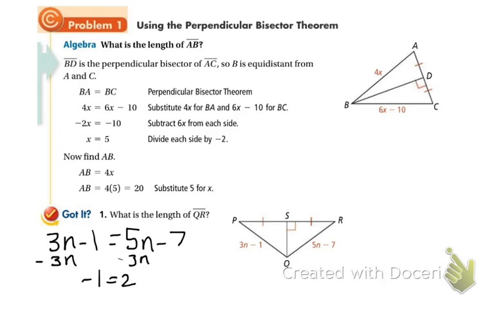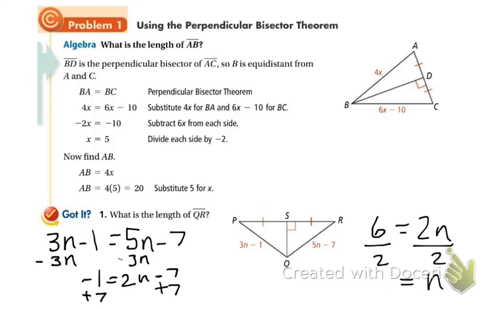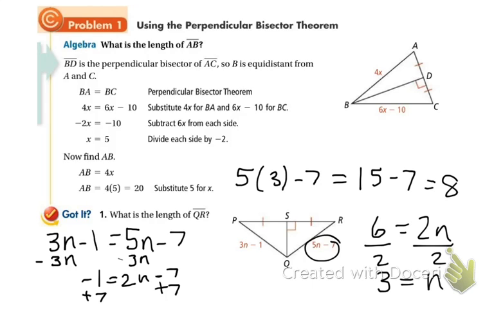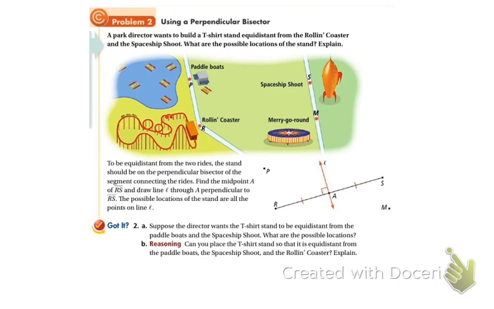I'm going to subtract 3n from both sides. Negative 1 is equal to 2n minus 7. Add 7 to both sides. I get 6 is equal to 2n. Divide by 2, divide by 2, and n is equal to 3. They want me to solve for QR, so I'm going to plug back in here. 5 times 3 minus 7, which is 15 minus 7, which is 8. Okay.